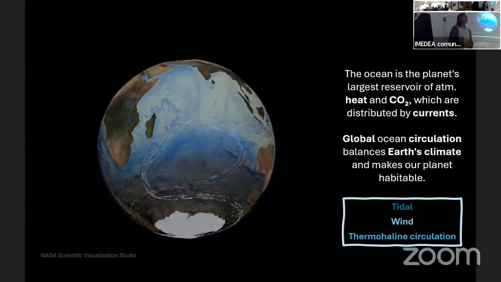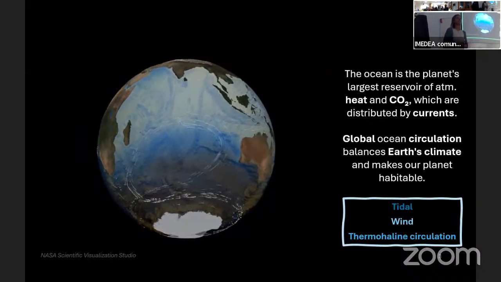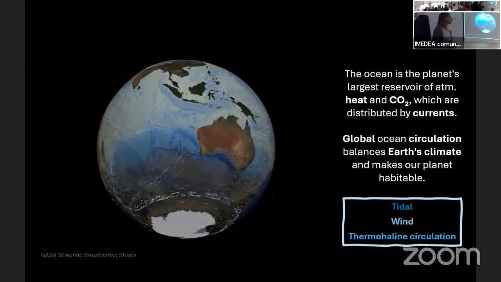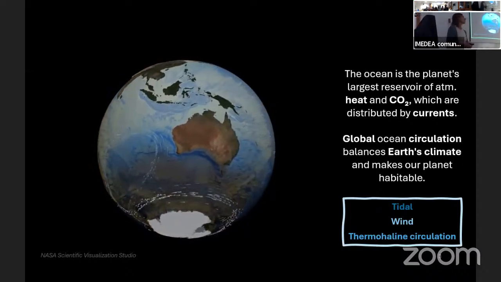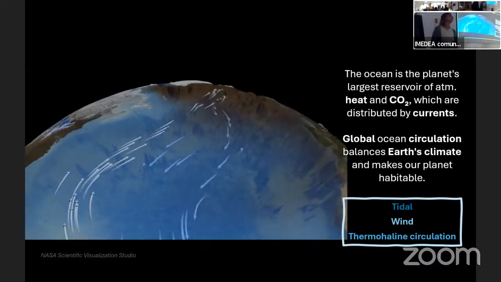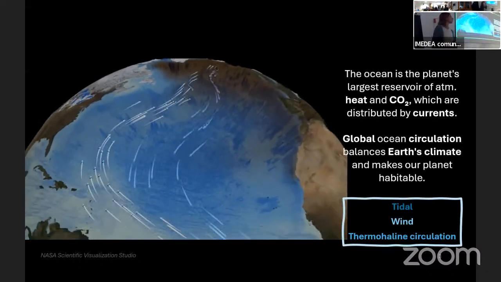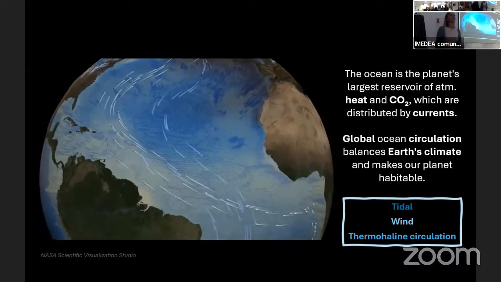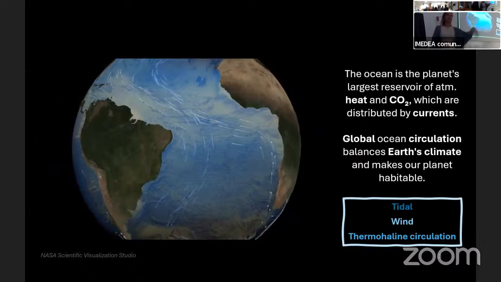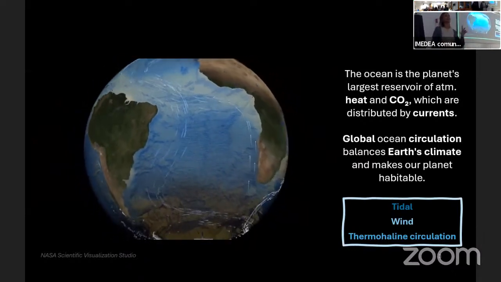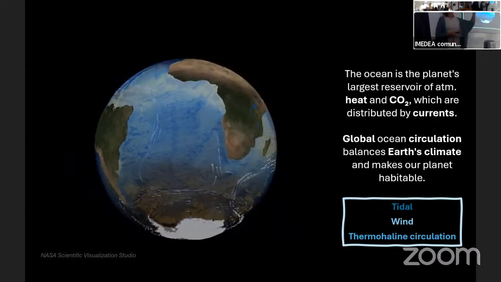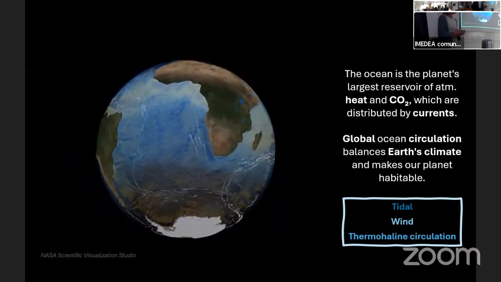So there are three main forces that drive these ocean currents. The first one is the tidal, caused by the tide. The second one is the wind patterns, and the third type is the thermohaline circulation, which is driven by differences in water density. This last one acts like a big conveyor belt and connects the poles to different parts of the ocean, and also the surface and the deeper layers.